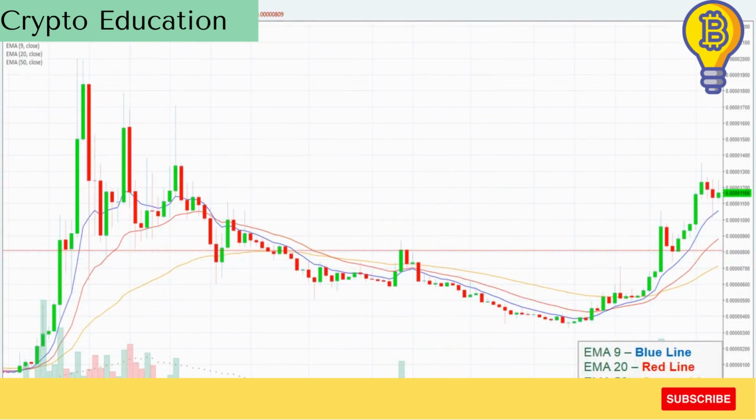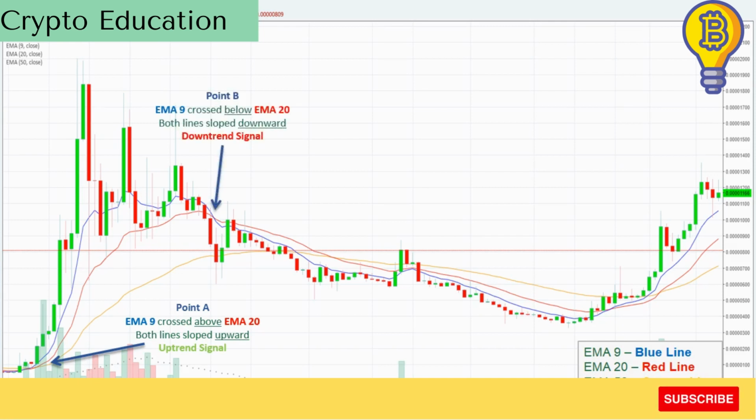Okay, let's take another example. As you can see, the EMA 9 crossed above the EMA 20 at point A. Both lines were sloping up. The price was above the EMA 50, so we know that there was a strong uptrend signal. The trend reversed when the blue line crossed below the red line at point B, and the downtrend signal was stronger when the price dropped below the orange line.